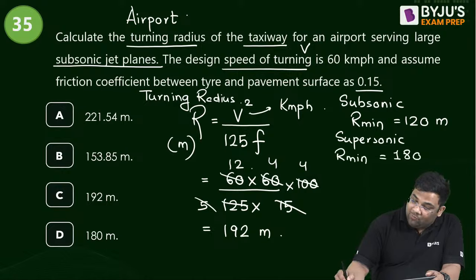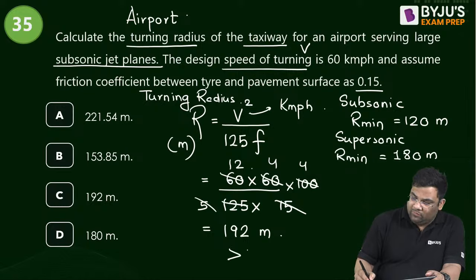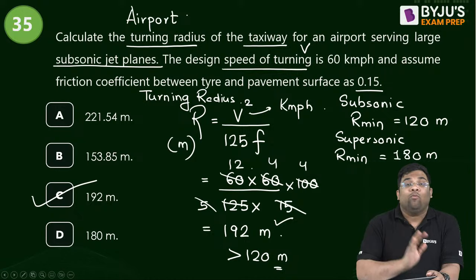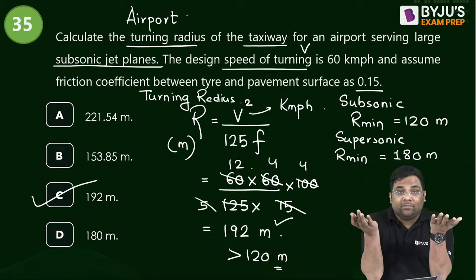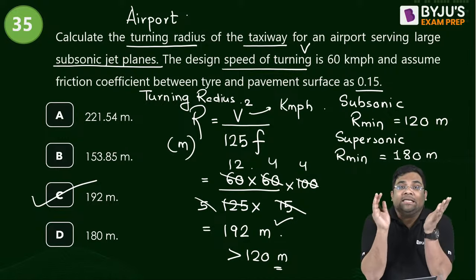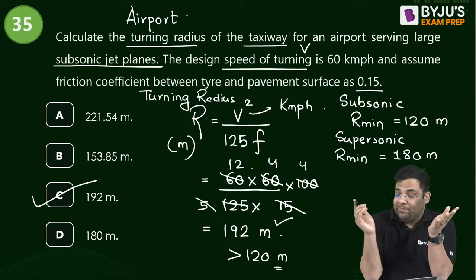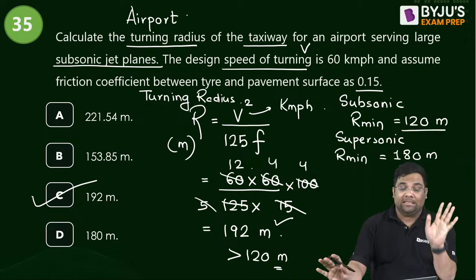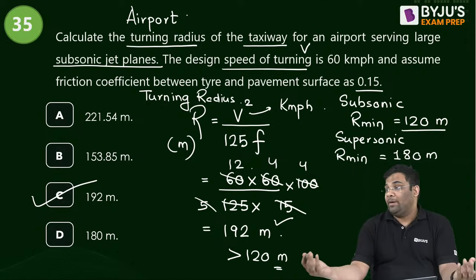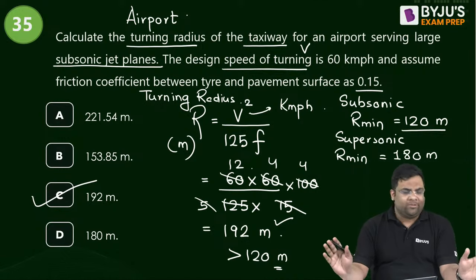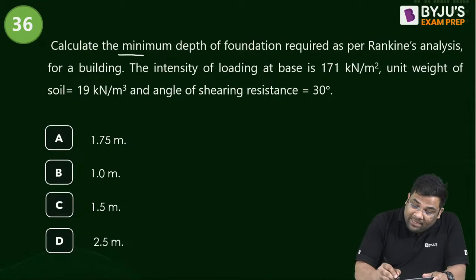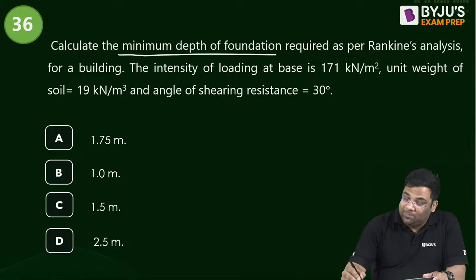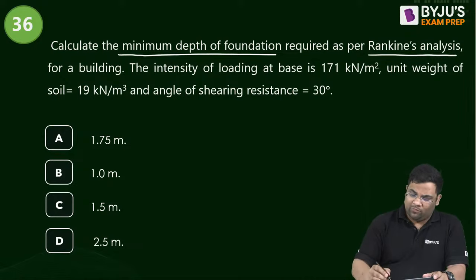So, now you got 192. It is more than 120, right? It is subsonic, so we can adopt this. The answer is 192 meter. If suppose the answer was 108, then I would have taken 120 because the minimum one is this. So you can see they are asking questions from a variety of topics, but again simple, straight formulas, which you should be knowing.